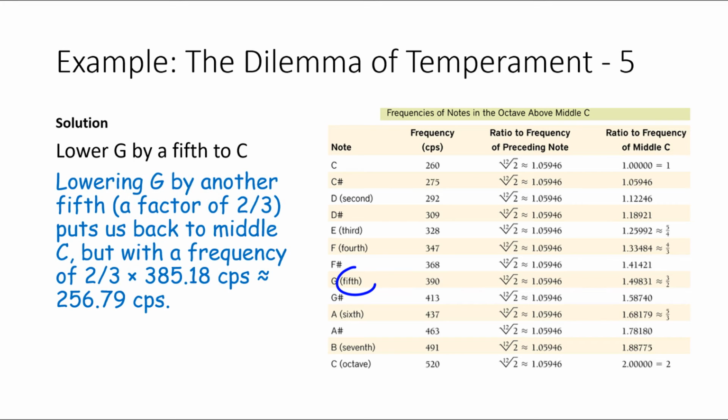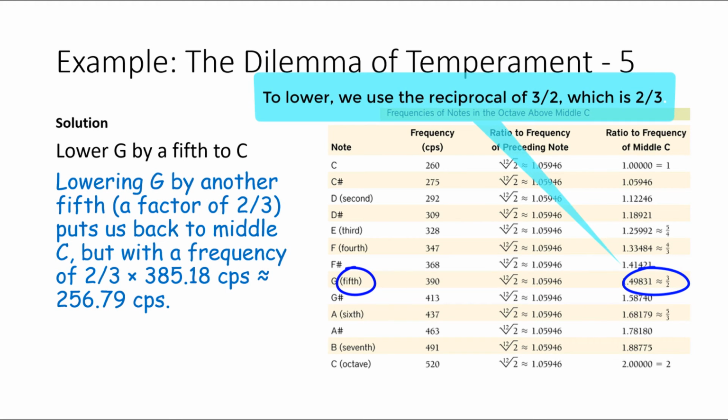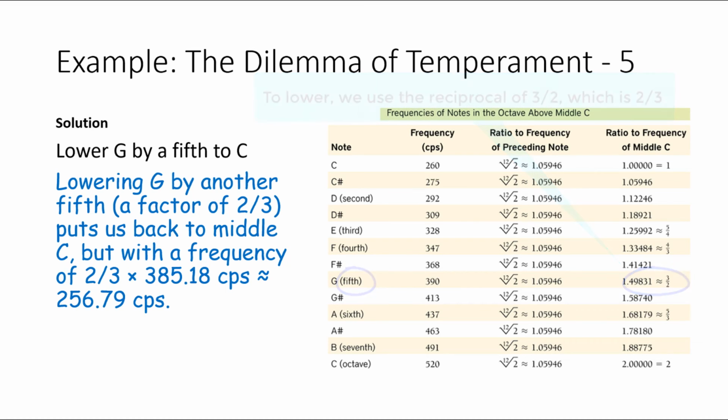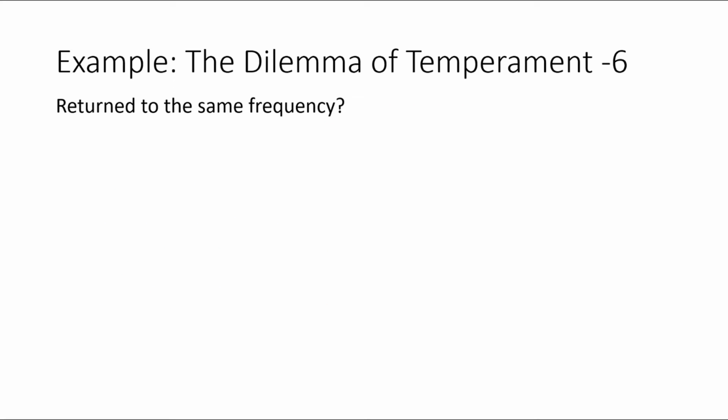Lower G by a fifth to C. Lowering G by another fifth, a factor of 2/3, puts us back to middle C, but with a frequency of 2/3 times 385.18 CPS, which is approximately 256.79 CPS. So, did we return to the same frequency?